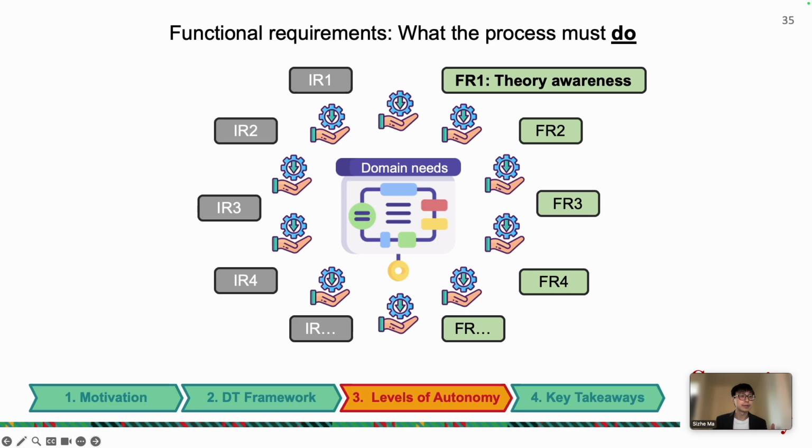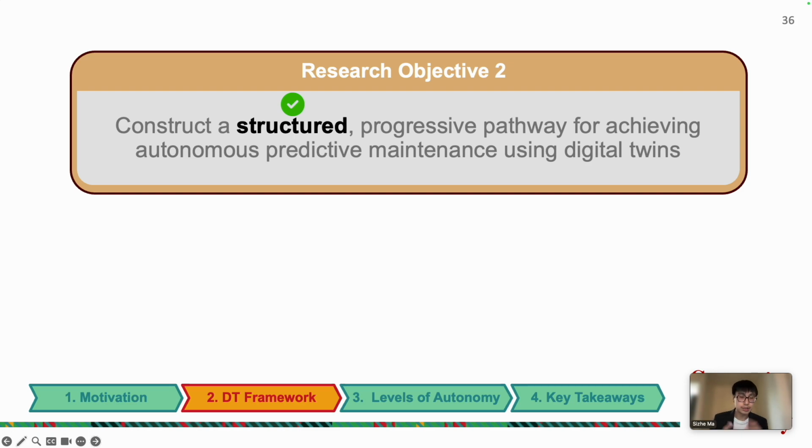And on the other hand, functional requirements represent what the process must do. For example, FR1 is theory awareness. It represents the system's capability to make decisions not only based on the data itself or statistical insights, but also grounding these in consistent physical representations. So that's enough context about a structured pathway.